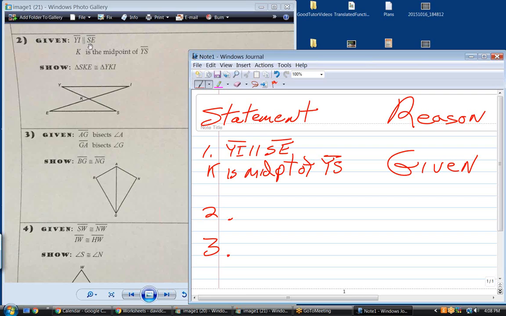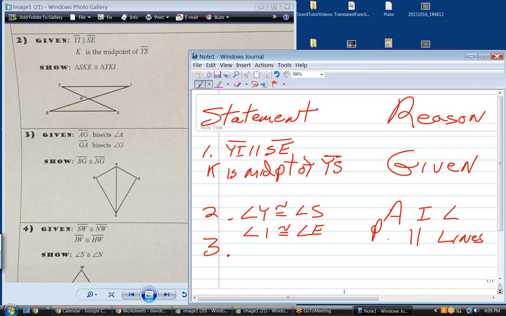Let's look at the parallel aspect of it. It's going to be a better way to go, and you'll see why in a moment. Could you find alternate interiors for this? Yeah. Which angles are equal to each other? S and Y. So angle Y is congruent to angle S. And what else? Would it also be E and I are congruent? Angle I is congruent to angle E, and what's the reason? Alternate interior angles from parallel lines. Actually, I ought to spell that out.